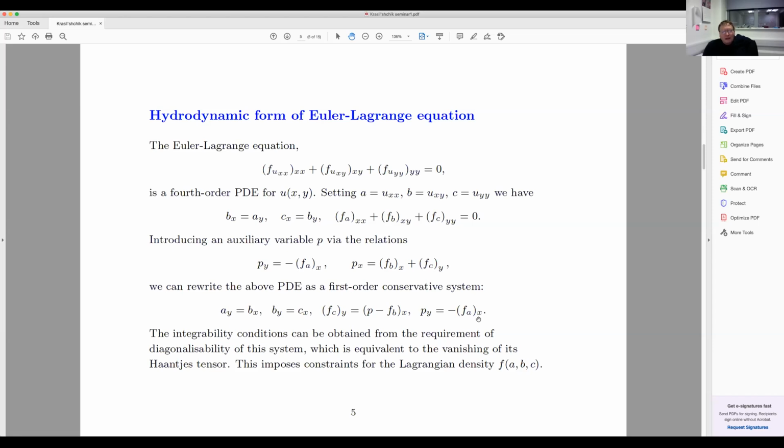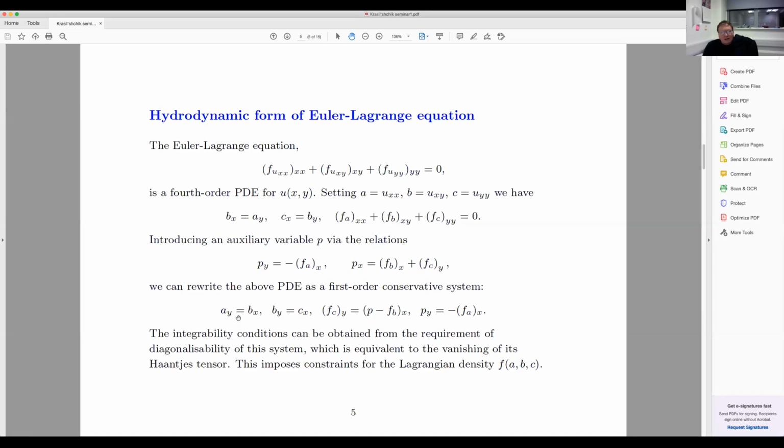Now, there is a theory of hydrodynamic integrability due to Tsarev. And it says that a conservative system is integrable. By the way, this system is conservative. Clearly, each equation is conservative. So this system is integrable if it's diagonalizable, so if we can find the Riemann invariants. And this can be efficiently verified by computing the so-called Haantjes tensor.